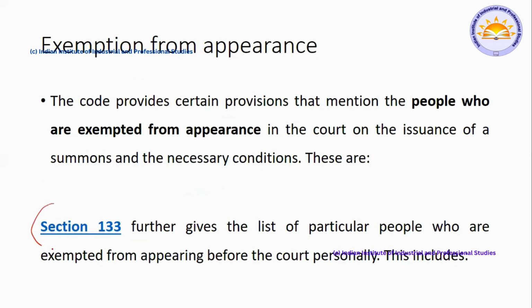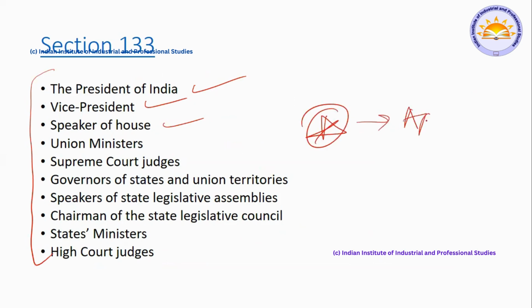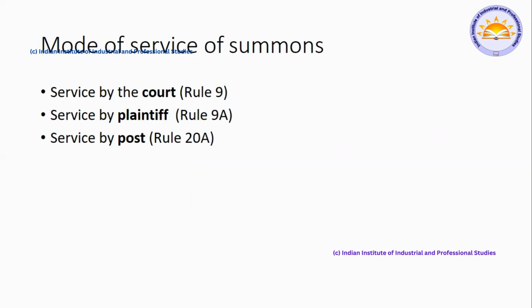Next, exemption from appearance. Very important. Section 113 gives certain exemptions related to non-appearance of defendants. Who are those? The President of India, Vice President, Speaker, all these dignitaries, VIPs, they are not entitled to appear. They can be represented through a pleader or their secretaries. If at all they need to appear, then the court may decide. Initially, they are not asked to come and present themselves before the court. There is an exemption.